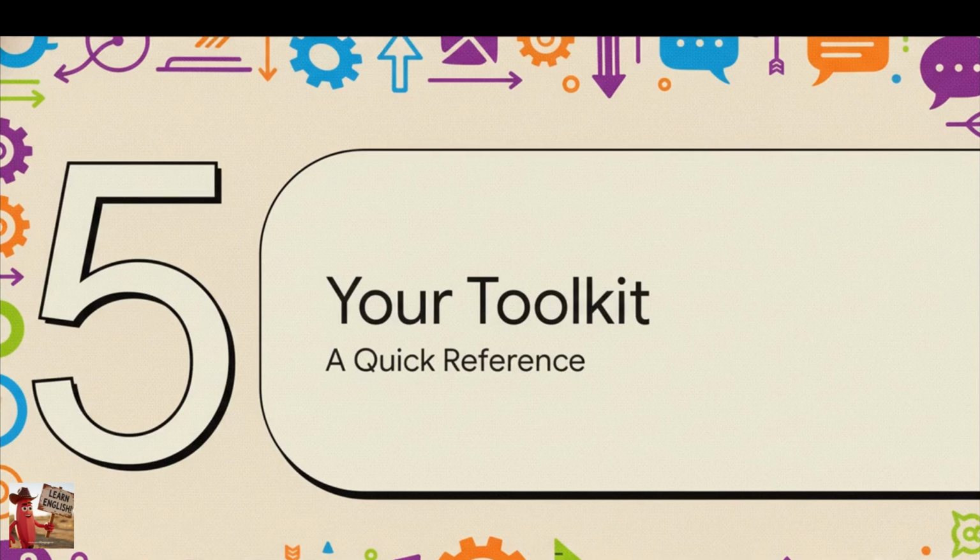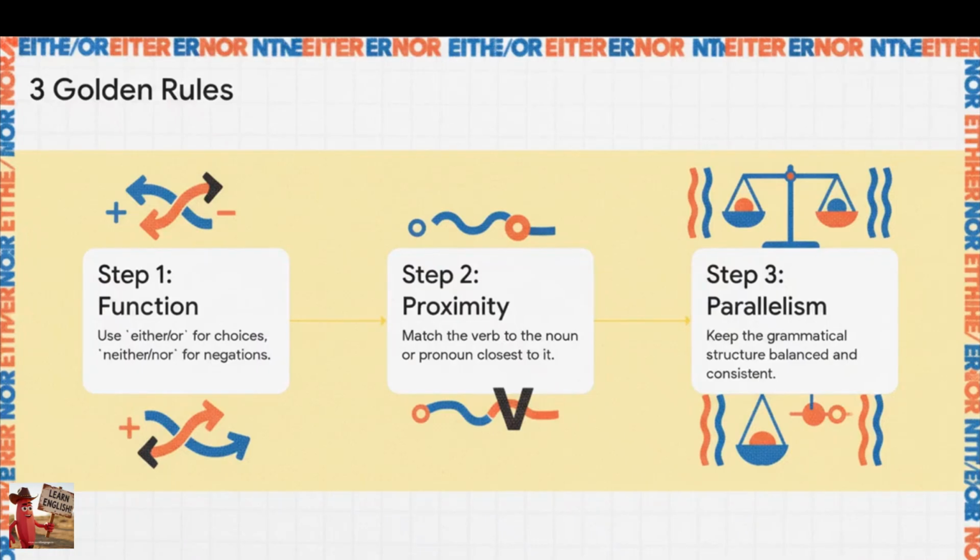That was a fair bit of information. But the good news is we can boil it all down into a really simple toolkit you can use anytime you're writing or speaking. Here they are, your 3 golden rules. Step 1, do a quick function check. Am I offering a choice or am I negating two things? Step 2, use the proximity rule. Just match that verb to whatever's closest. And step 3, keep it parallel. Make sure your sentence is nice and balanced. Follow those 3 steps, and you will absolutely nail it every single time.